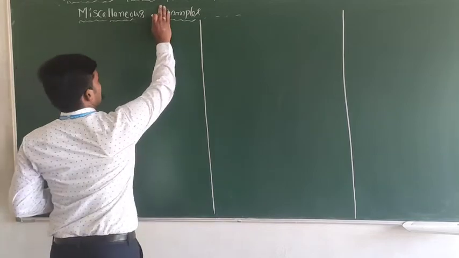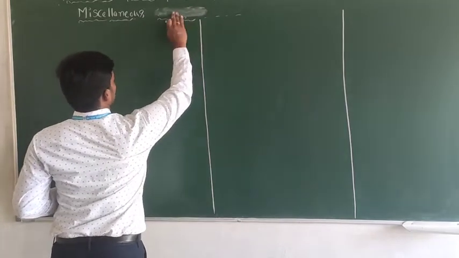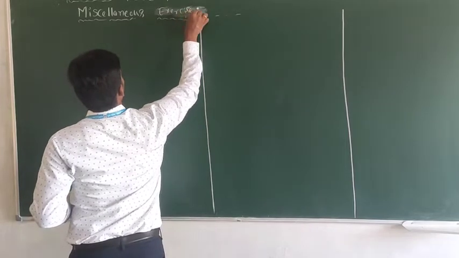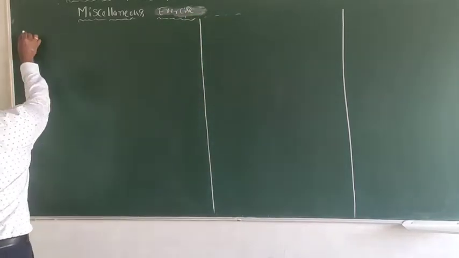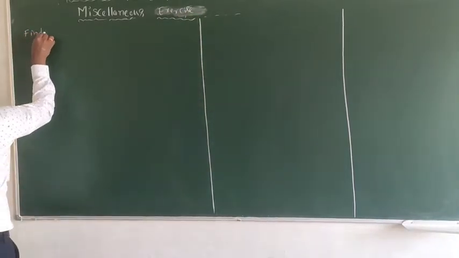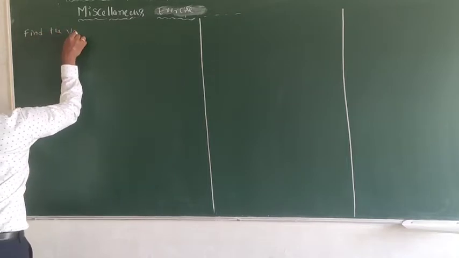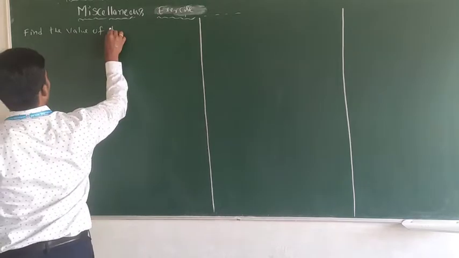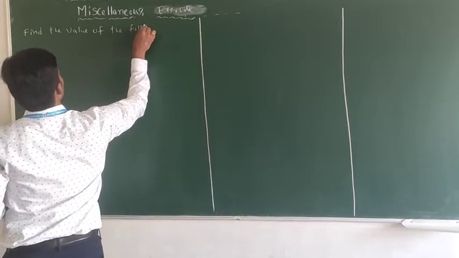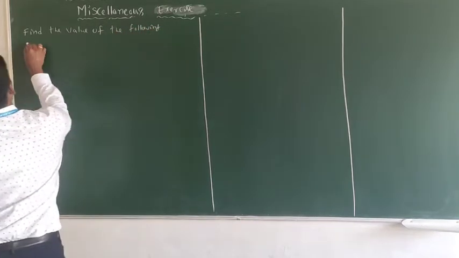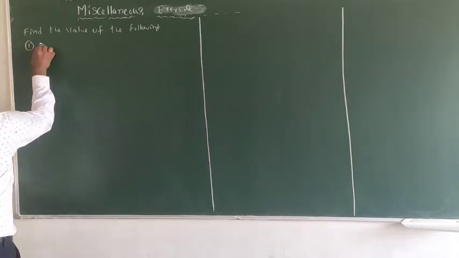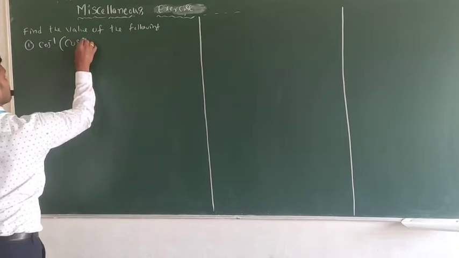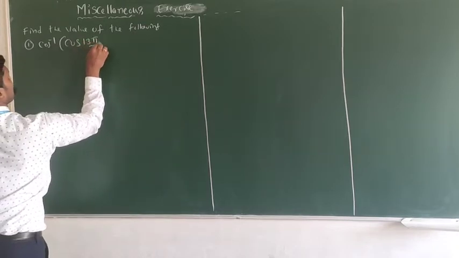Coming to the miscellaneous exercise models. First model, find the value of the following. In this first question, cos inverse of cos 13 pi by 6.